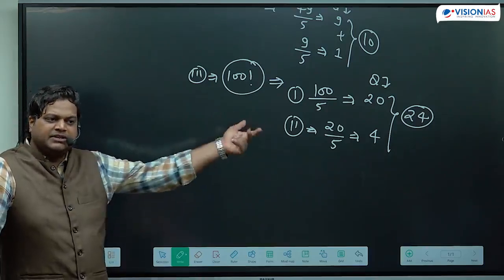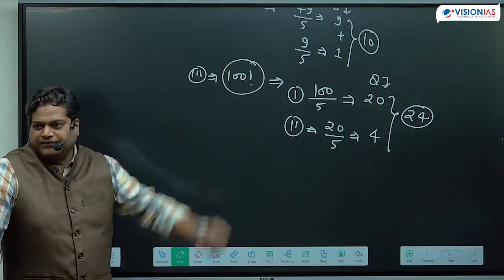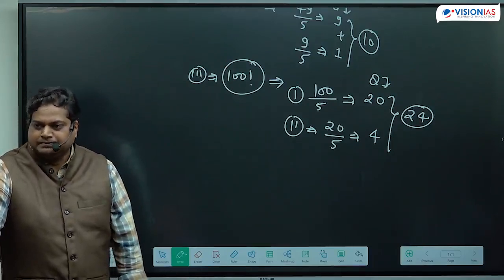So in these two steps we can get answer. Aise count karne ki zarurat nahi hai, factorial terms mein we are getting numbers. Theek hai?